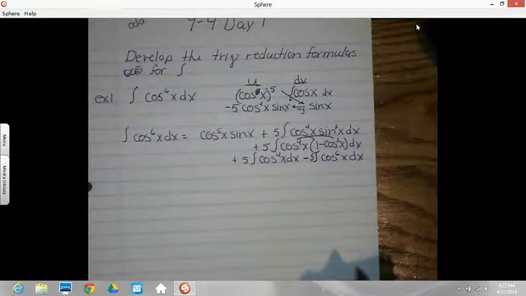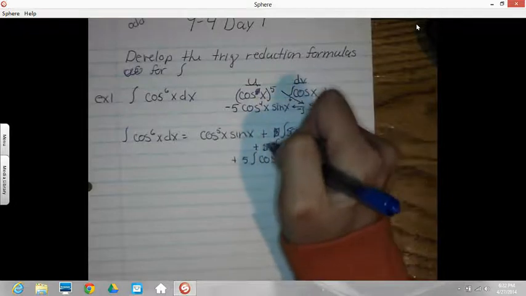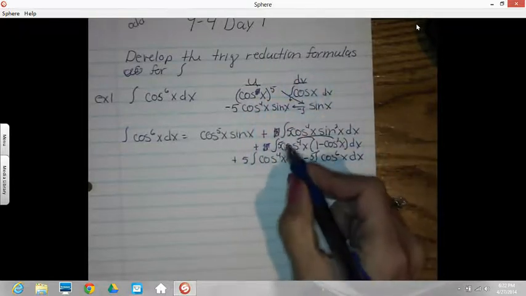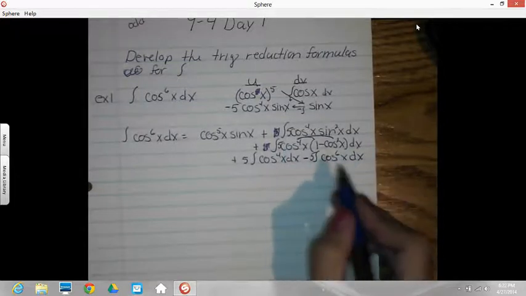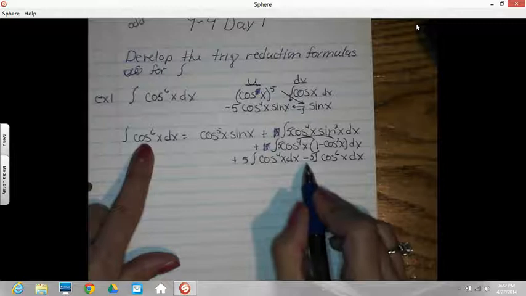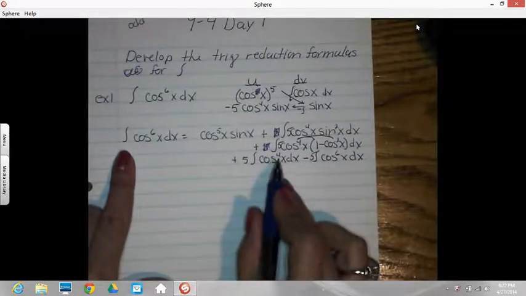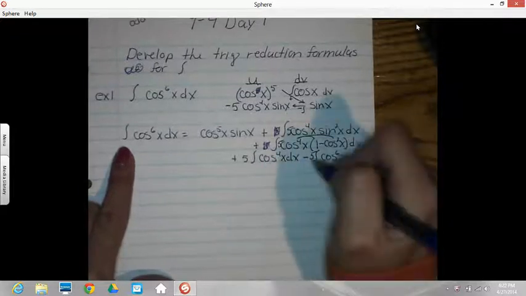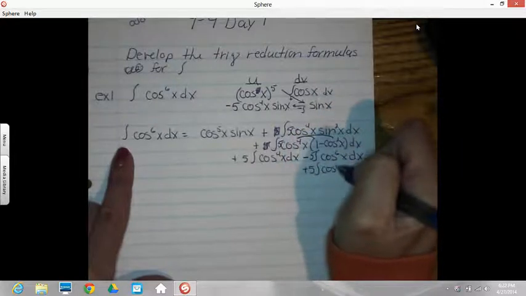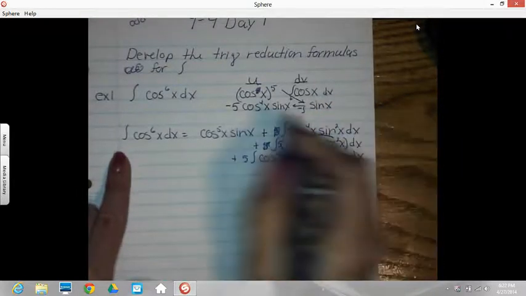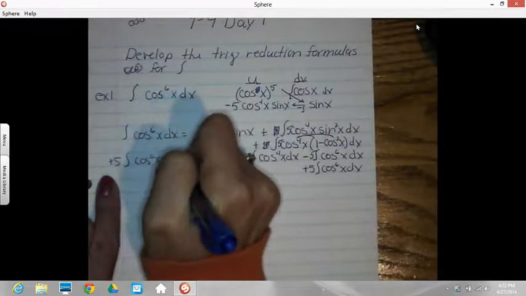Okay, so probably should have left that 5 on the inside so it was easier to see. So it was 5 cosine to the 4th and then 5 cosine to the 6th. Now what I can do, this is my original, I can add 5 integrals of this back over here, and then that will leave me with just an integral of a reduced power, which is what I was looking for. So at this point, I'm going to add 5 integral of cosine to the 6th x dx to both sides.